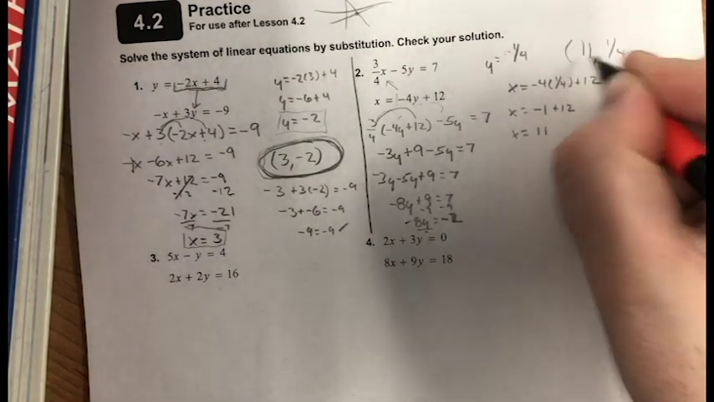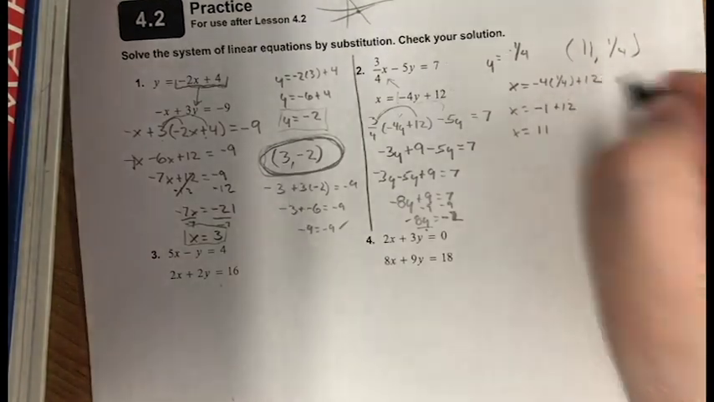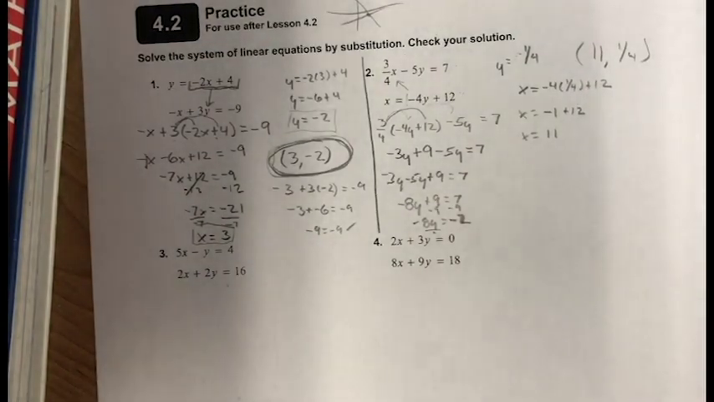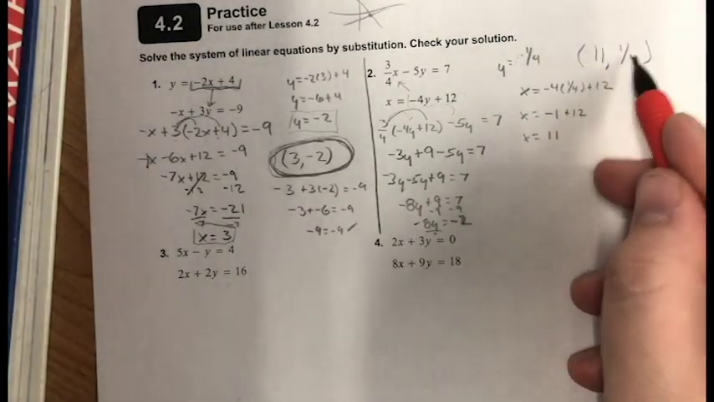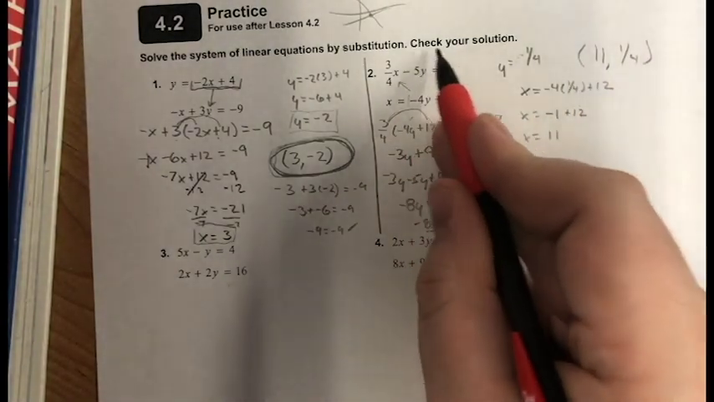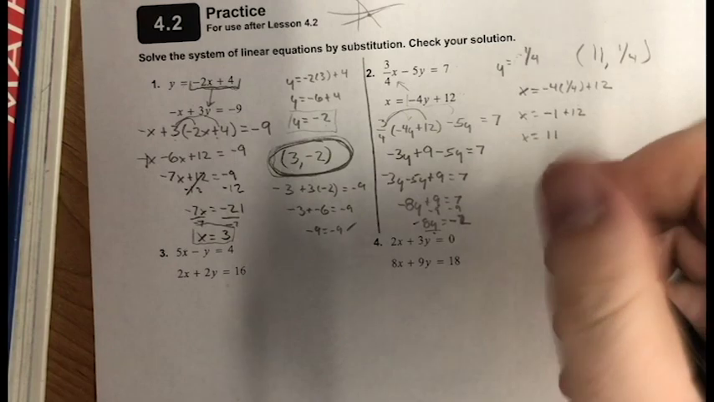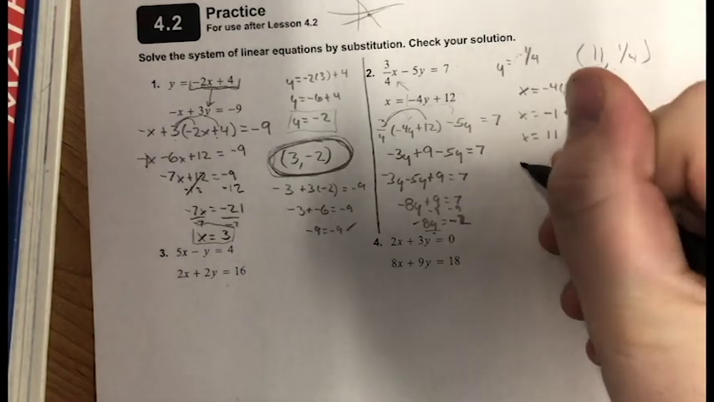So this should be my ordered pair where my lines would cross. But we have to verify it. What we need to do is take this and plug it into the other equation we did not use. So let's plug it in.